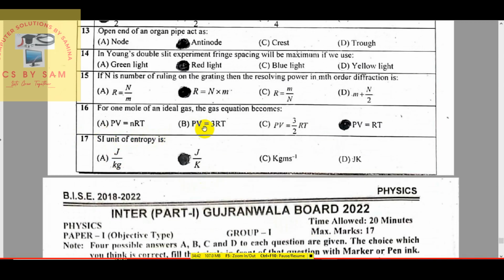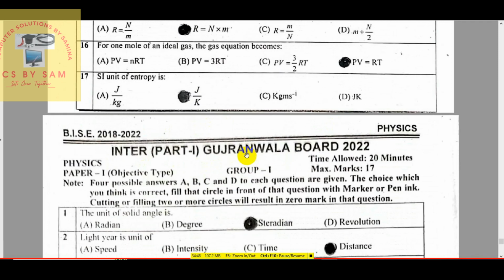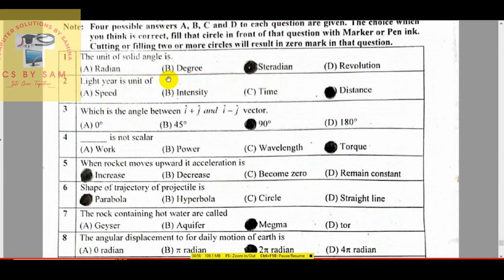For 1 mole of an ideal gas, the gas equation becomes PV is equal to RT. SI unit of energy, entropy is J over K. The unit of solid angle is steradian. Light year is the unit of distance. Which is the angle between I plus j and I minus j vector? It is 90.